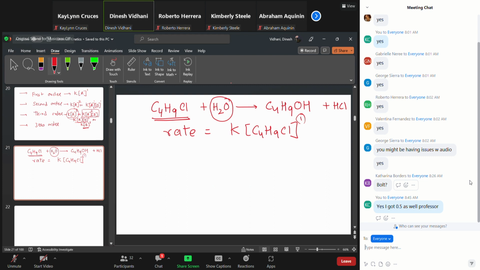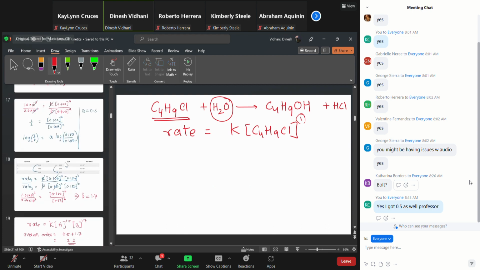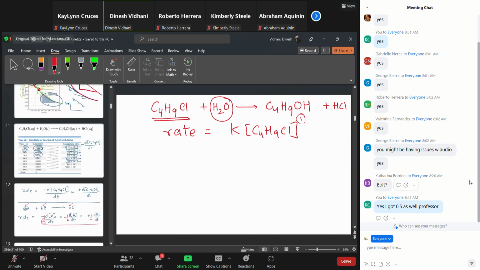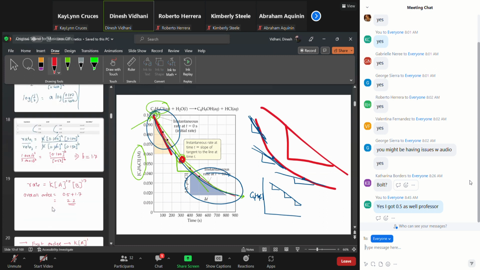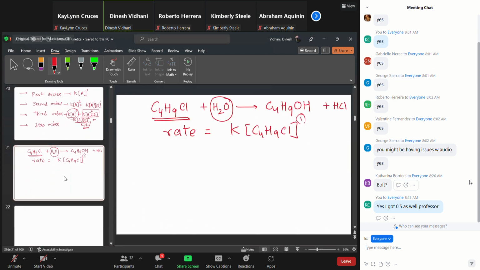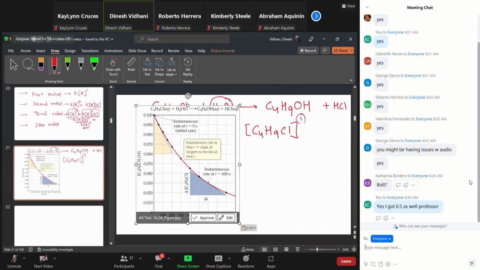So far, so good. Now, having said that, let me take that equation. I'll copy that. Let me see if I can make it smaller.